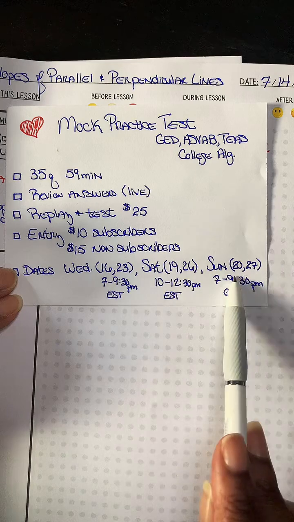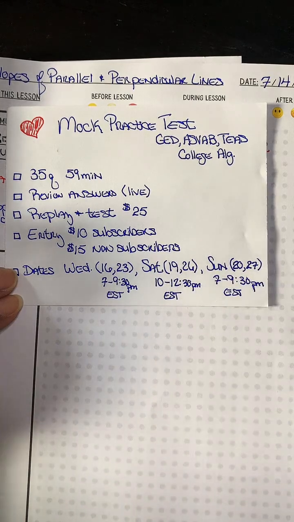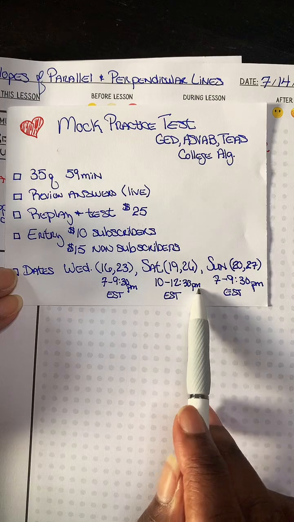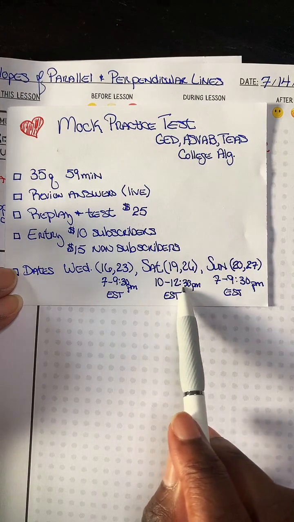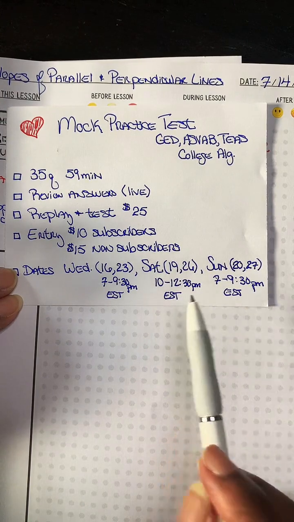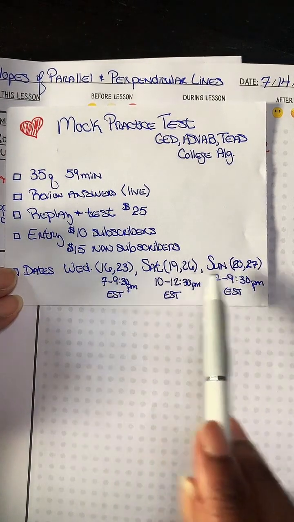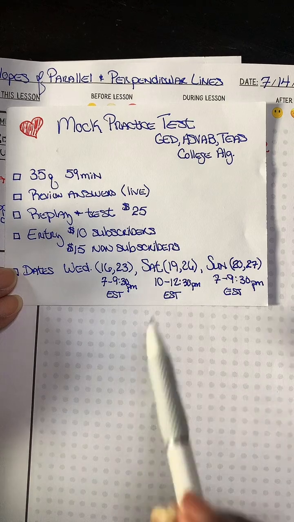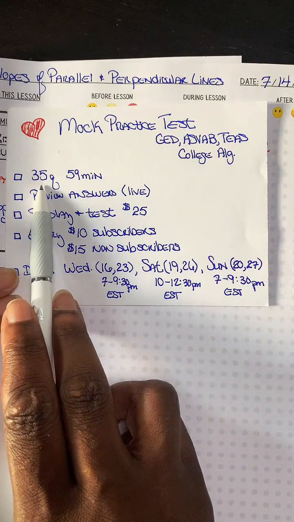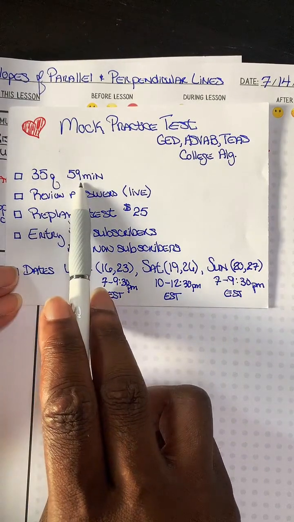Okay, so the Wednesdays and the Sundays, they're going to take the place of our lives. So I'm going to go early on those days. And then Saturdays is like in the morning. All right, so 10 a.m. to 12:30 p.m. Eastern Standard Time. So what I'm going to do is each day is a different test. Okay, so there's a total of 6 tests. So each test has like 35 questions. It's going to last about an hour.